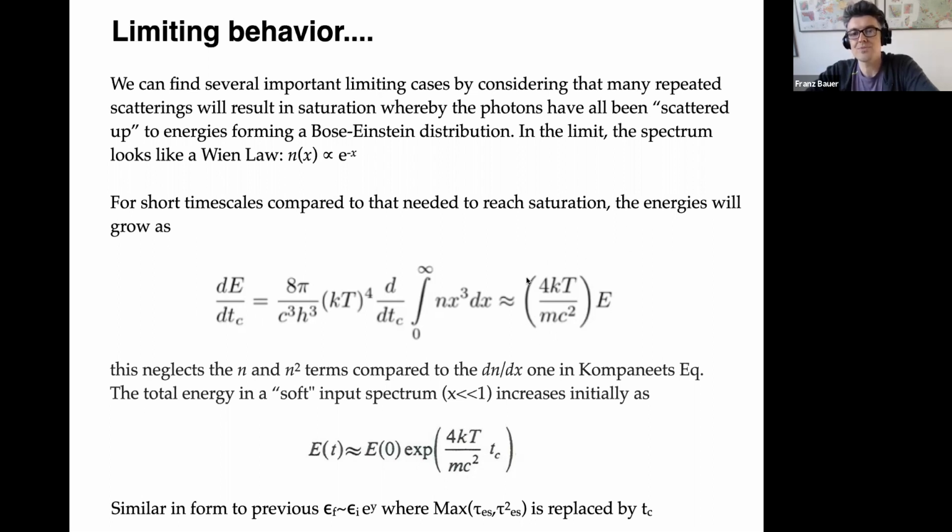So it's related to the electron velocities or the electron temperature in this thermal regime, and then the initial energy of the photons. And so you'll see that it will increase, and then at some point it will saturate. And this particular solution, again, neglects these two terms and it's dominated by this dn dx term.